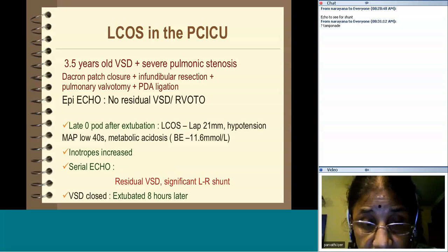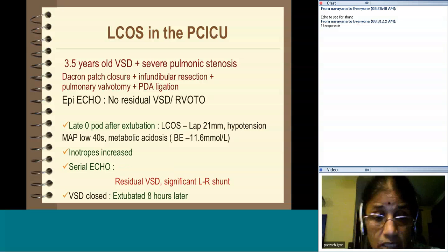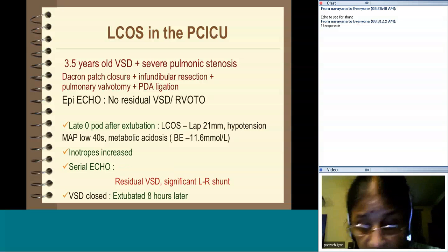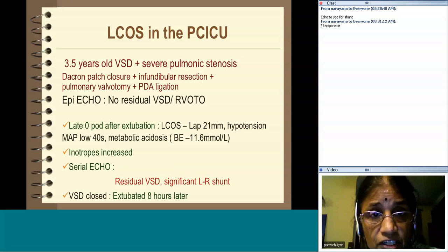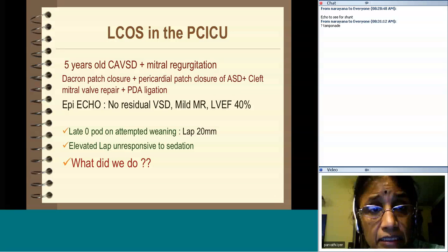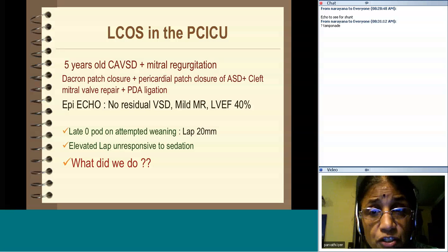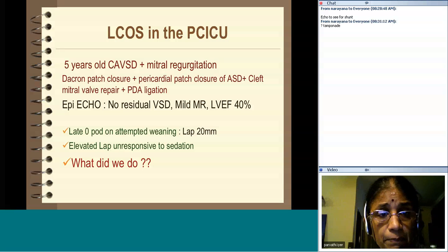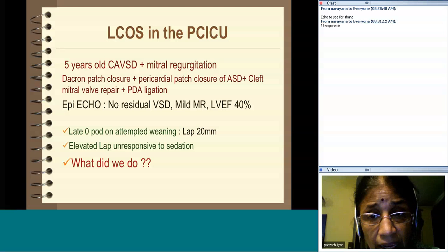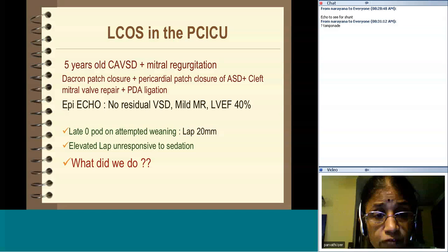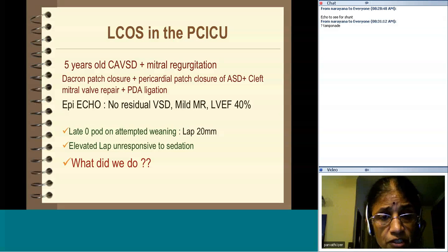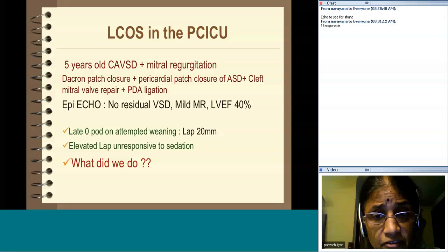This is another child, 5-year-old, complete AVSD, mitral regurgitation, Dacron patch closure, pericardial patch closure of the ASD, left mitral valve repair, PDA ligation. Epicardial echo, again, a good repair with left ventricular EF of 40%. Late 0 postoperative day on attempted weaning, left atrial pressure went up to 20 mm, and subsequently the left atrial pressure kept remaining elevated, unresponsive to conventional modalities, increasing sedation as well as increasing hemodynamic support.